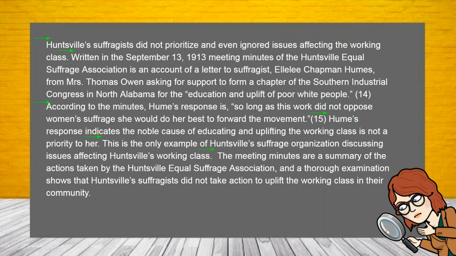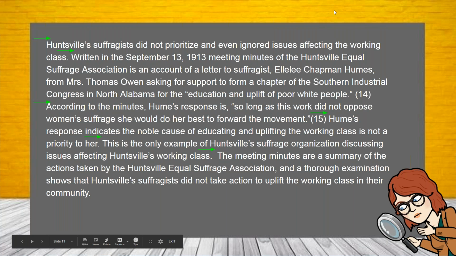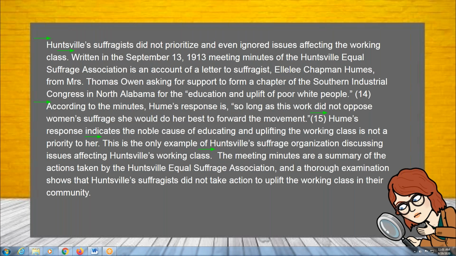And then my last sentence, the meeting minutes are a summary of the actions taken by the Huntsville Equal Suffrage Association and a thorough examination shows that Huntsville suffragists did not take action to uplift the working class in their community. So that's my closing sentence, and as you can see, it summarizes my point and brings the reader's attention back to my main point. So your body paragraph is not always going to look exactly like this one, but it should have this basic layout where you have your topic sentence, and then you lay out your evidence to support the topic, and then you explain your evidence, and then you summarize the paragraph. Are there any questions about a body paragraph?